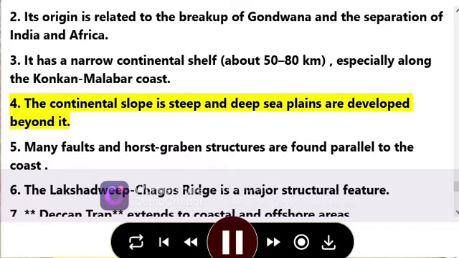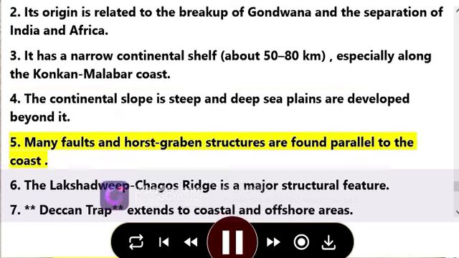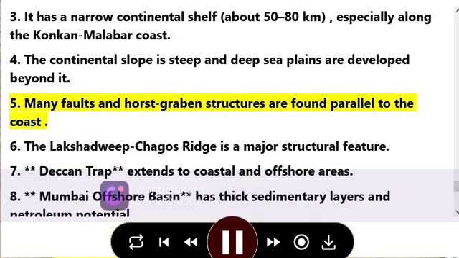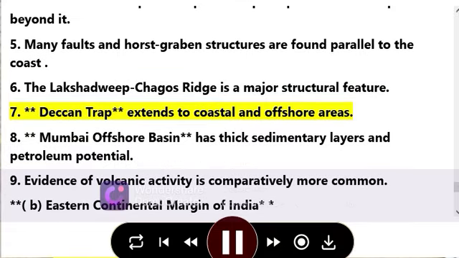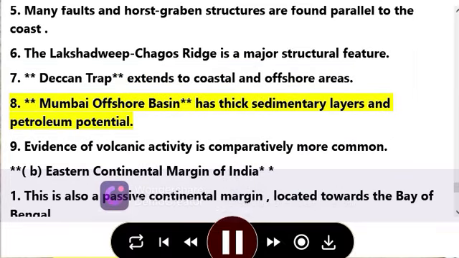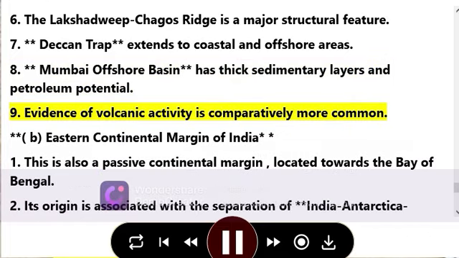3. It has a narrow continental shelf, about 50-80 kilometers, especially along the Konkan-Malabar coast. 4. The continental slope is steep and deep sea plains are developed beyond it. 5. Many faults and horst-graben structures are found parallel to the coast. 6. The Lakshadweep Ridge is a major structural feature. 7. Deccan Trap extends to coastal and offshore areas.